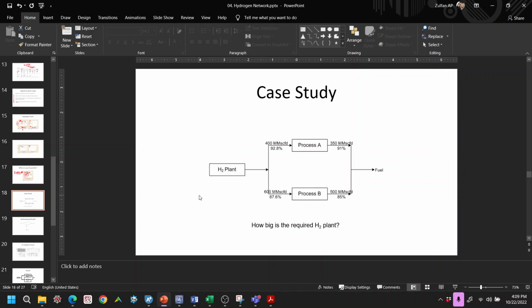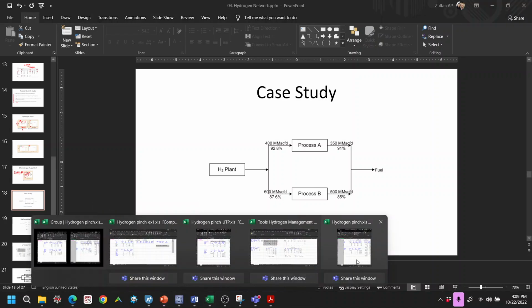So this is like a simple case study, right? Simple case study. Can you access this tool? Because I think Seth mentioned that this tool has been something that you will learn. Can you access this?